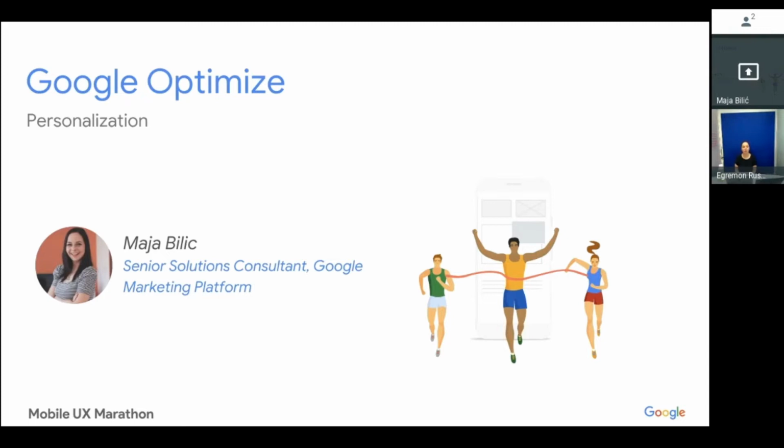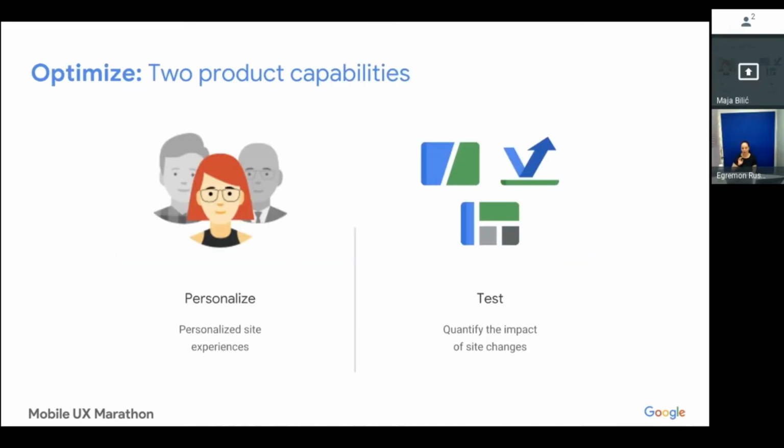Today, I will be talking you through how to use Google Optimize to do personalization. Google Optimize has two product capabilities. You can test by using A/B testing, multivariate testing, or redirect testing to quantify the impact of site changes and drive insightful decisions on what to change on your website. But the thing that we're going to focus on today is how to do personalization to do personalized site experiences.